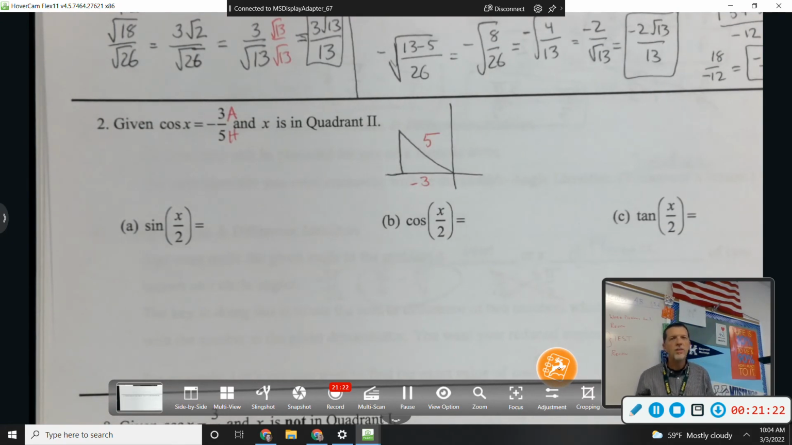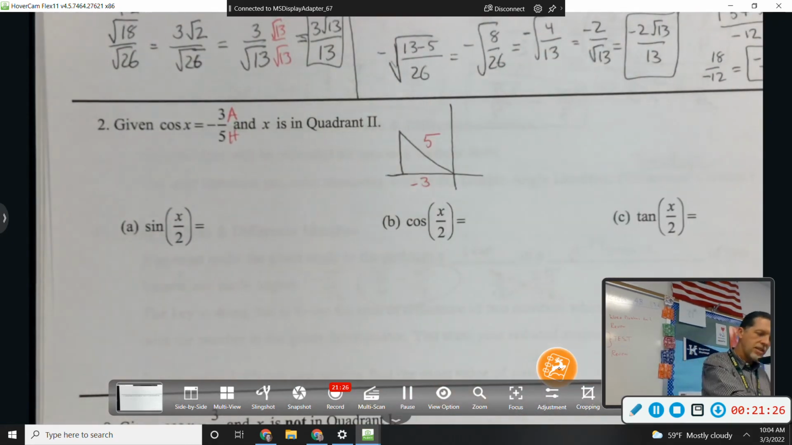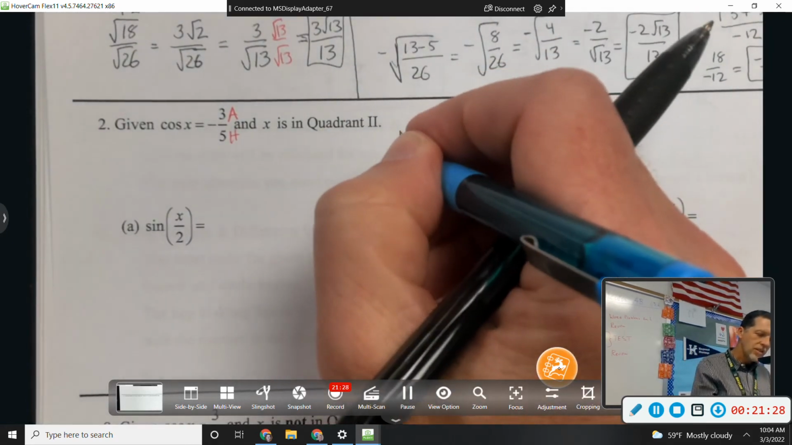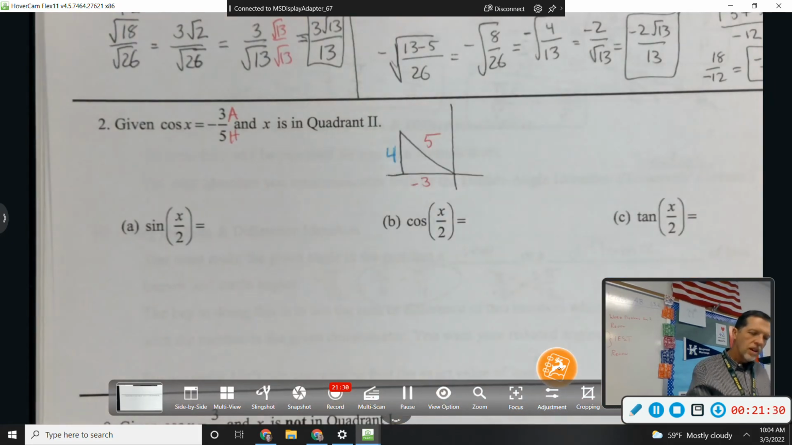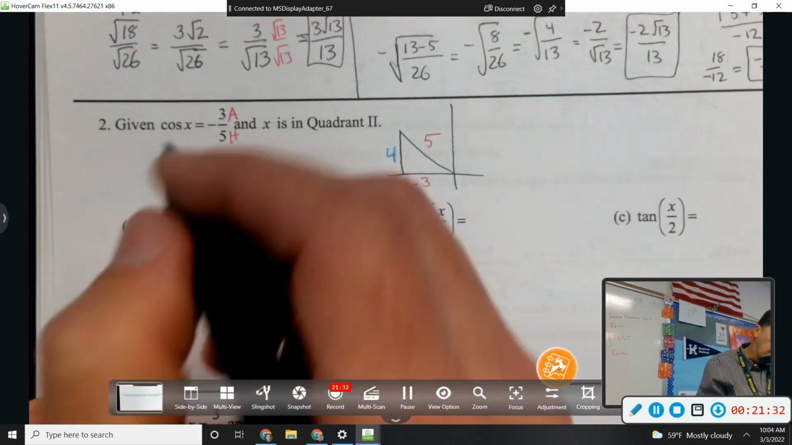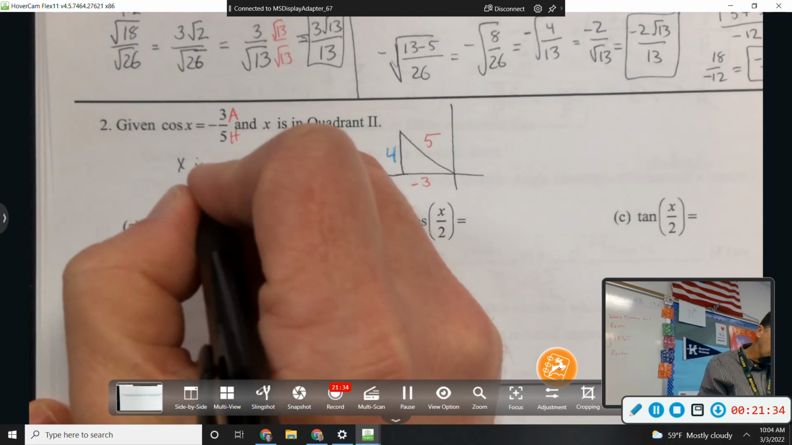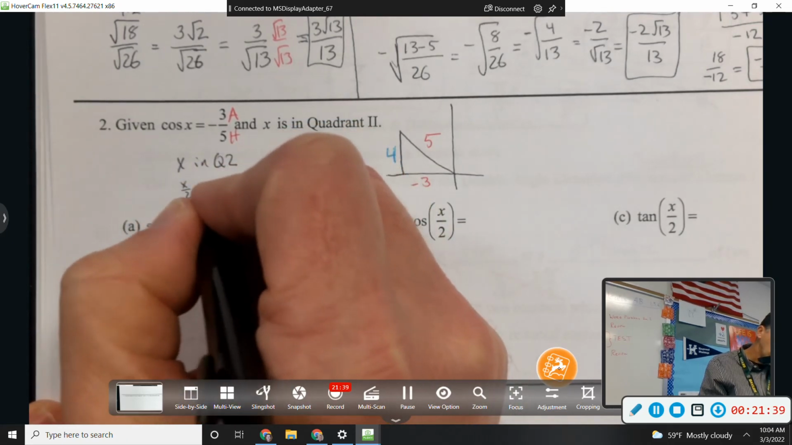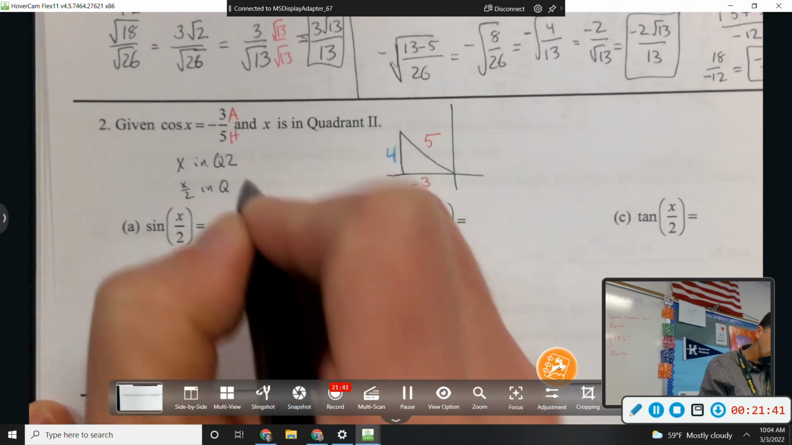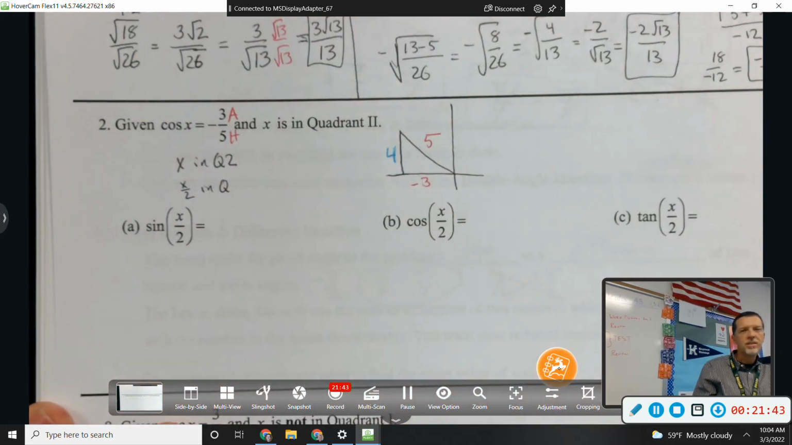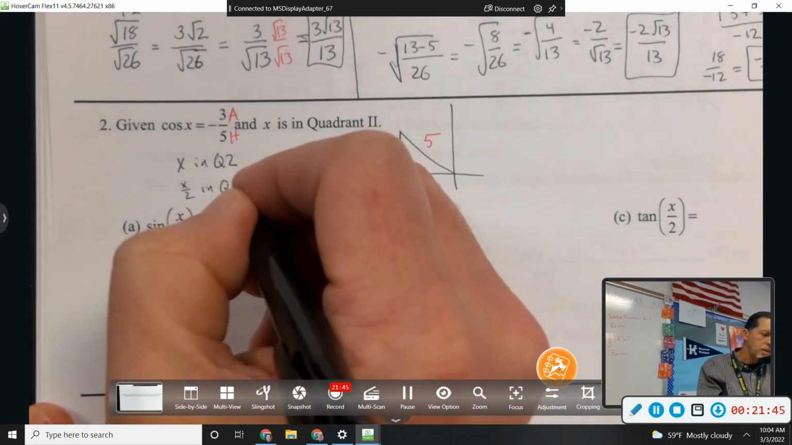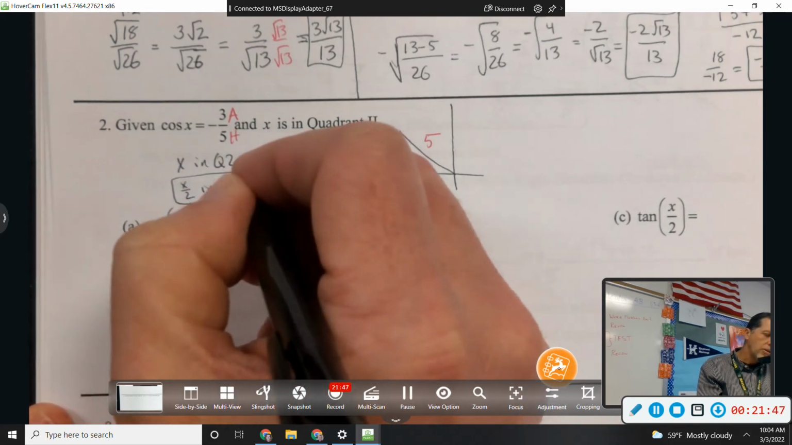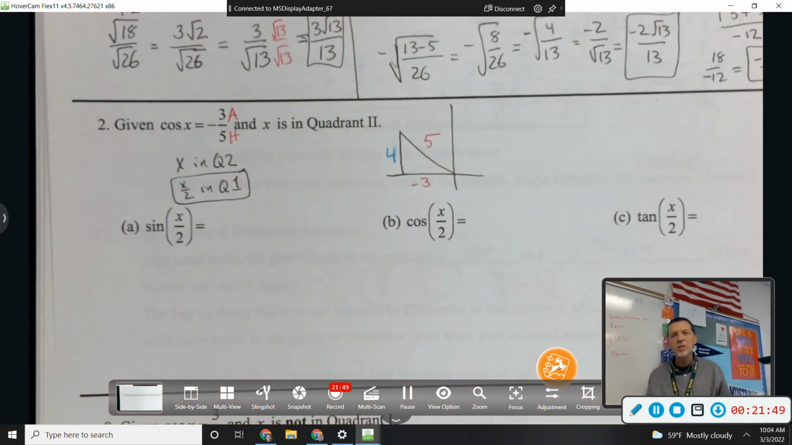So what's my missing side? 4. Positive or negative? Positive, because it's going up. Let's see. So x is in quadrant 2. That means x over 2 is in quadrant 1. Divide everybody by 2. We're in quadrant 1. Everybody's positive in quadrant 1, so I don't really have to worry about things on this one.